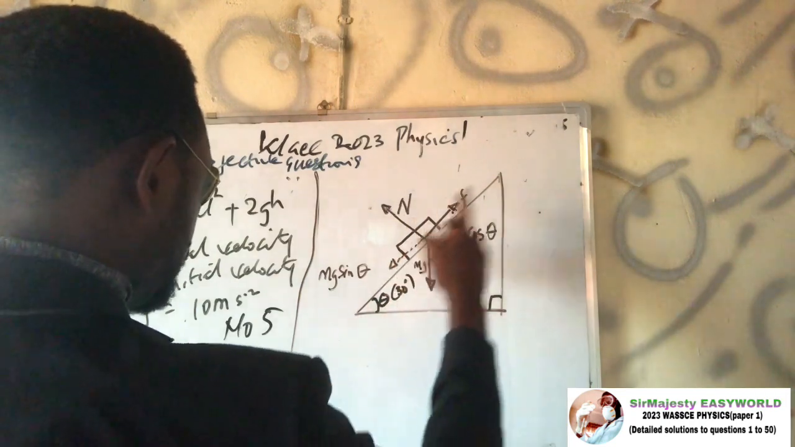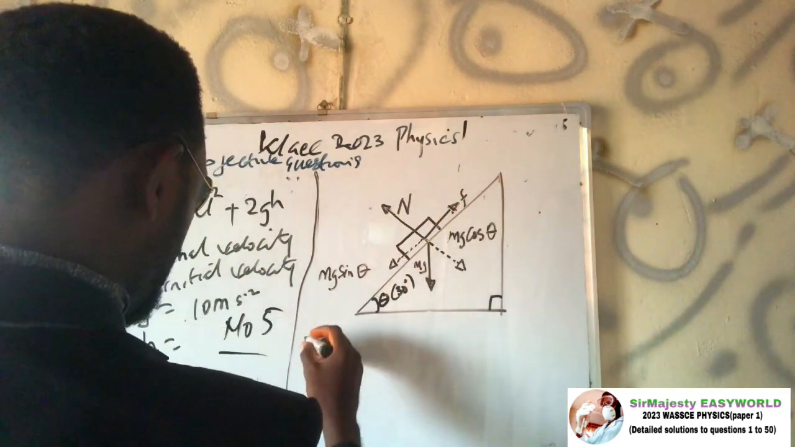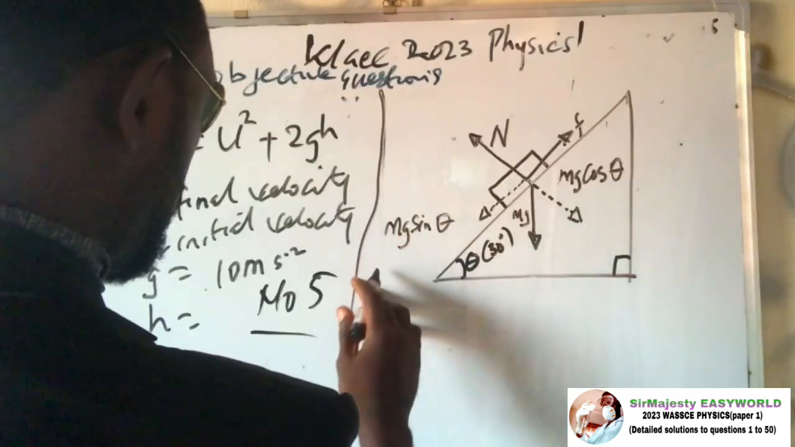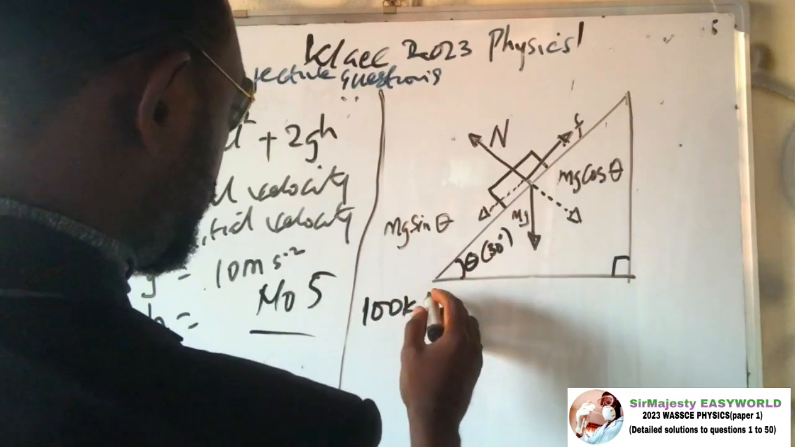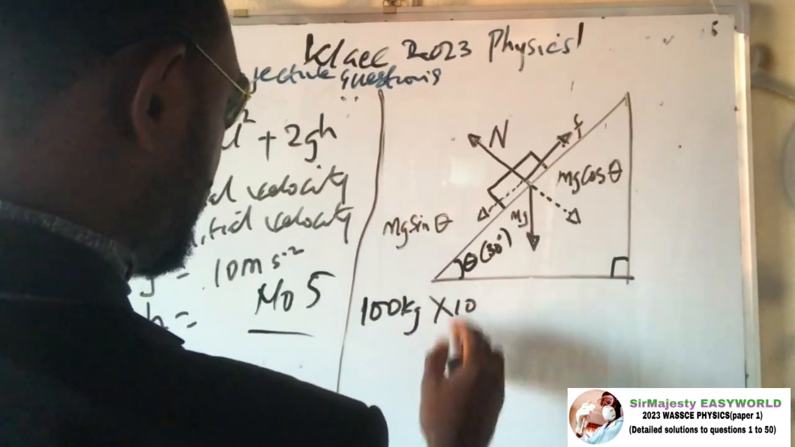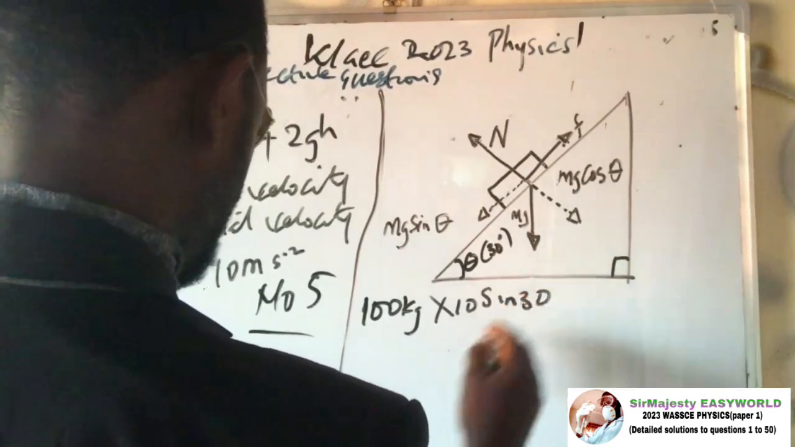So in that case, we will have the parallel component, which is mg sine 30. The mass given in the question is actually 100 kg times the gravity, which you were told to take as 10, times sine 30. So we will press this in our calculator.